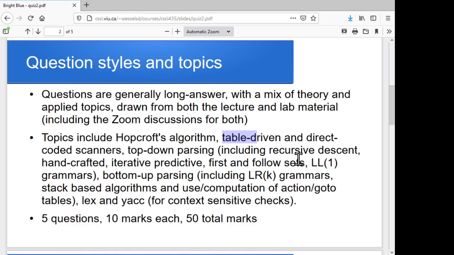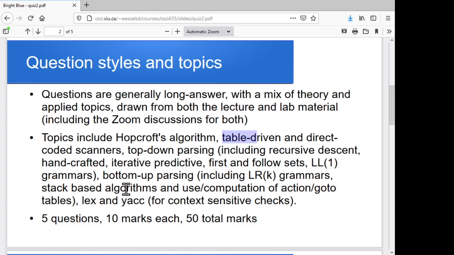We looked a little bit at LL(1) grammars, and later on we looked at LR(1) and LR(k) grammars, so those will crop up as well. We got into bottom-up parsing, and that includes the idea of what a bottom-up parse actually looks like. So it would be reasonable for me to give you a parse tree and ask you what order the parsing would take place in, top down or bottom up. We looked at, again, LR(1) grammars, LR(k) grammars, and how they're relevant.